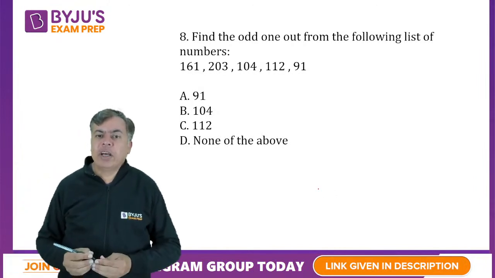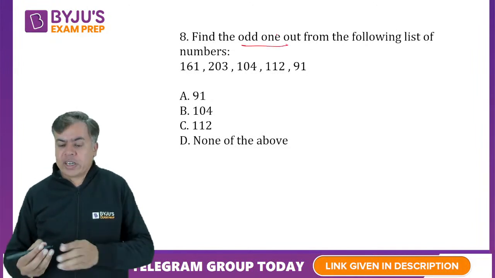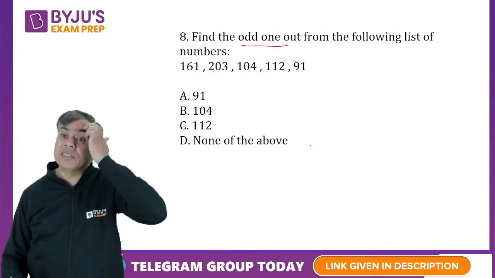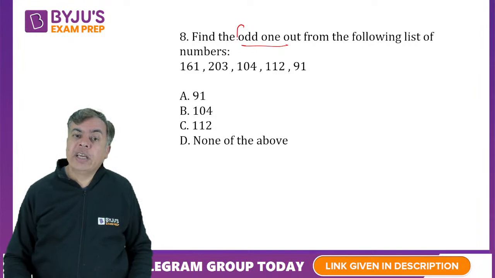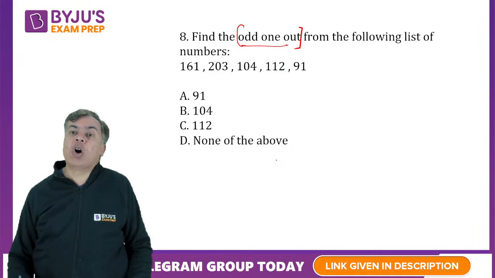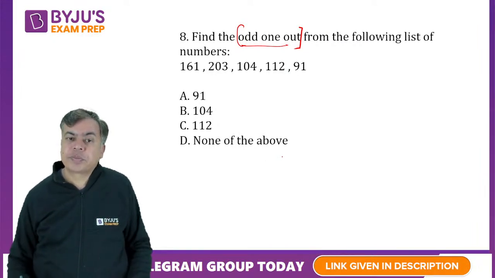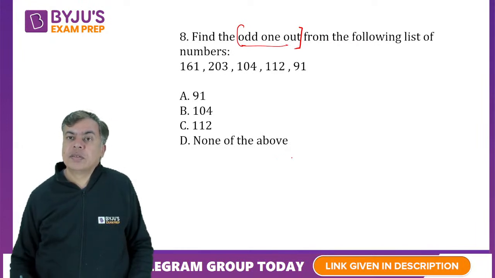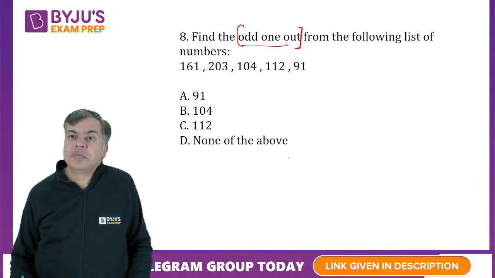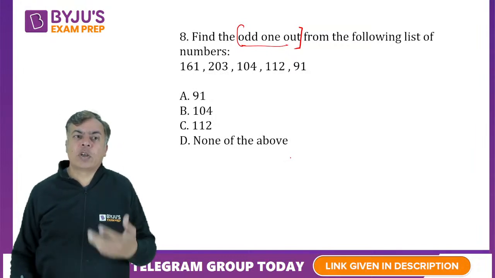Okay, next one, find the odd one out from the following list. So you need to find the odd one out. That is the wrong term in the series. No, sorry, it is not a series, it is just odd one out. He has written odd one out, and this is also not a series. So just find out the odd one. Which is the odd one? Just focus on the numbers.